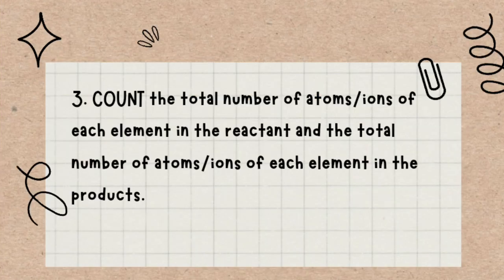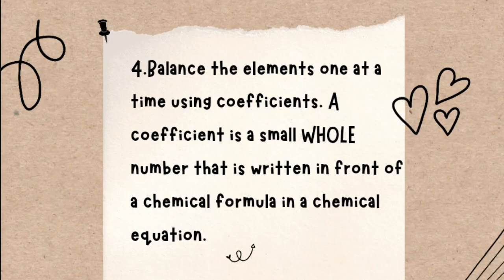Third, count the total number of atoms or ions of each element in the reactants and the total number of atoms or ions of each element in the products. Number 4, balance the elements one at a time using coefficients. A coefficient is a small whole number that is written in front of a chemical formula in a chemical equation.